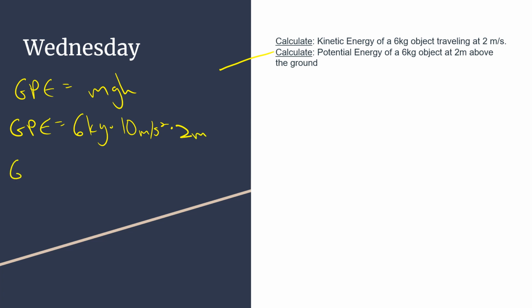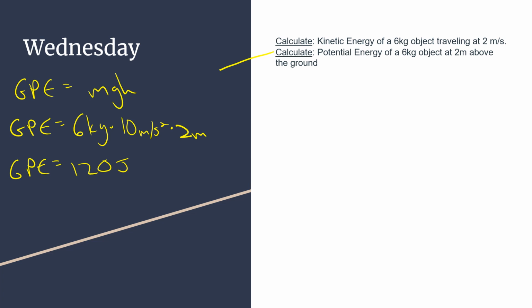So this one's actually quite easy. I can do this in my head. I don't need a calculator at all. So 6 times 10 is 60. 60 times 2 is 120. And remember, we express energy in joules.